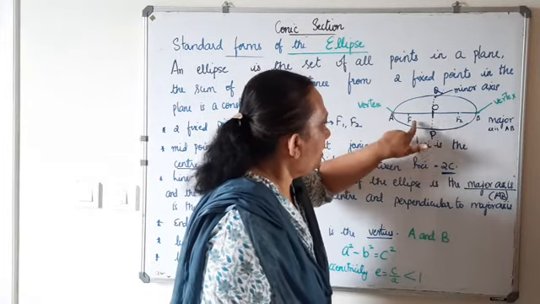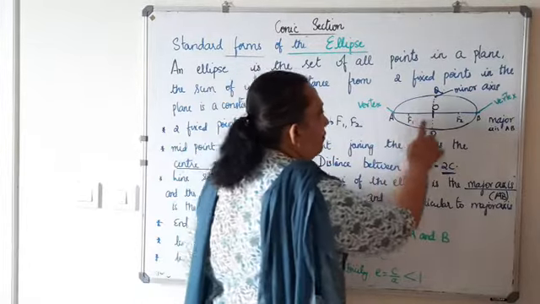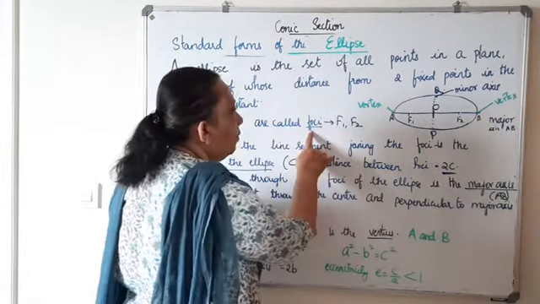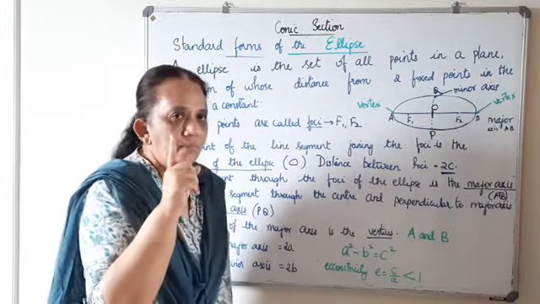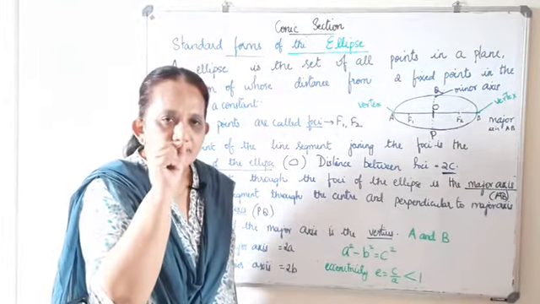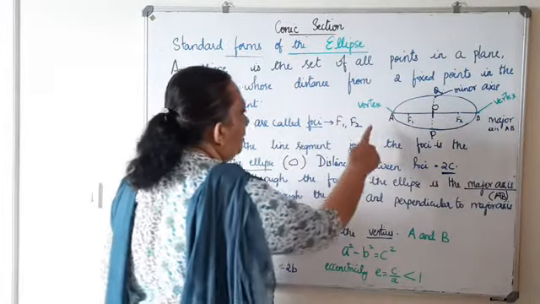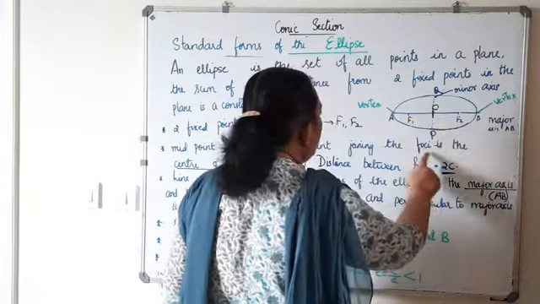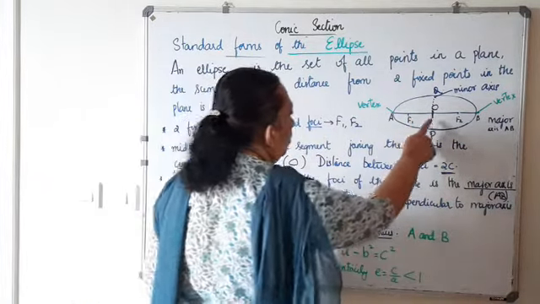These two fixed points have a constant sum. The two fixed points F1 and F2 are called the foci of the ellipse. There are two foci. A circle has only one focus, and that is the center. The midpoint of the line segment joining the foci is the center of the ellipse O.